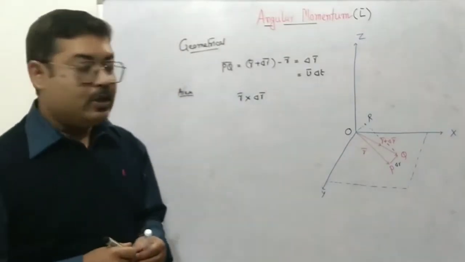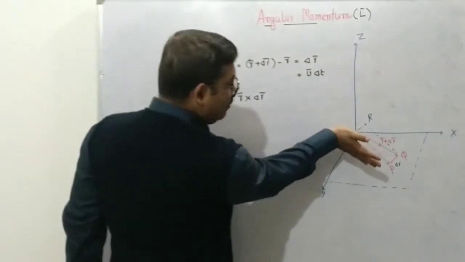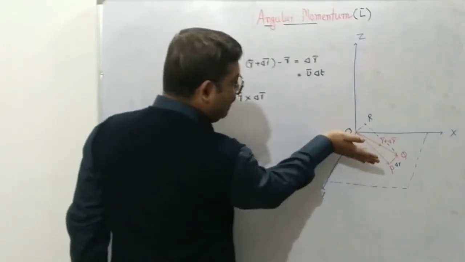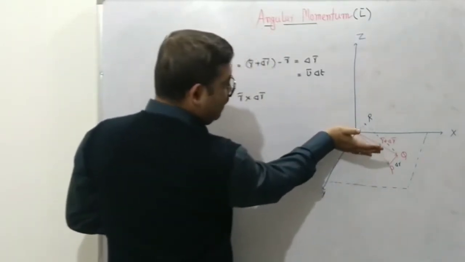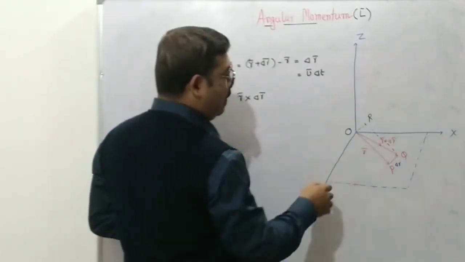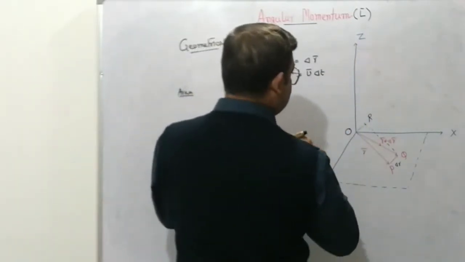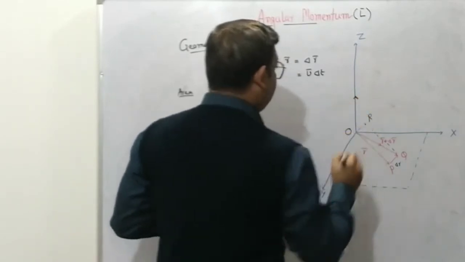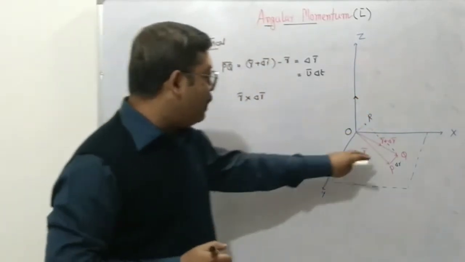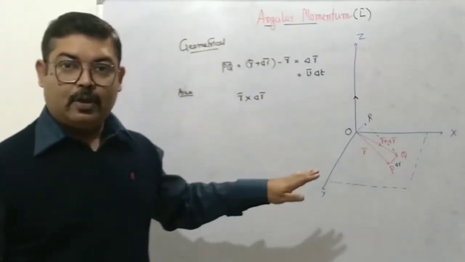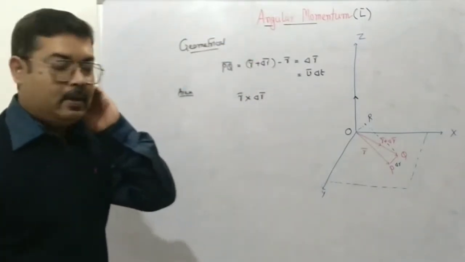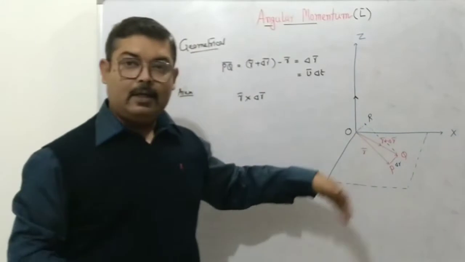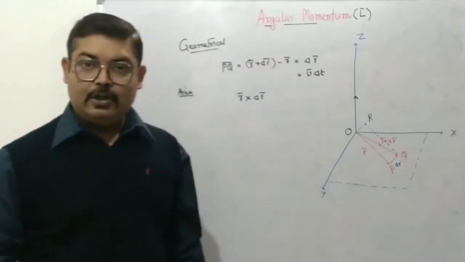And what will be the direction? It is r cross delta r, so from vector r to vector delta r. If I take the right hand screw rule, it will be up, that means along the positive z axis. Since the two vectors are lying on the xy plane, their cross product will be either along the positive z direction or the negative z direction. Since we are taking r cross delta r, it will be along the positive z direction.